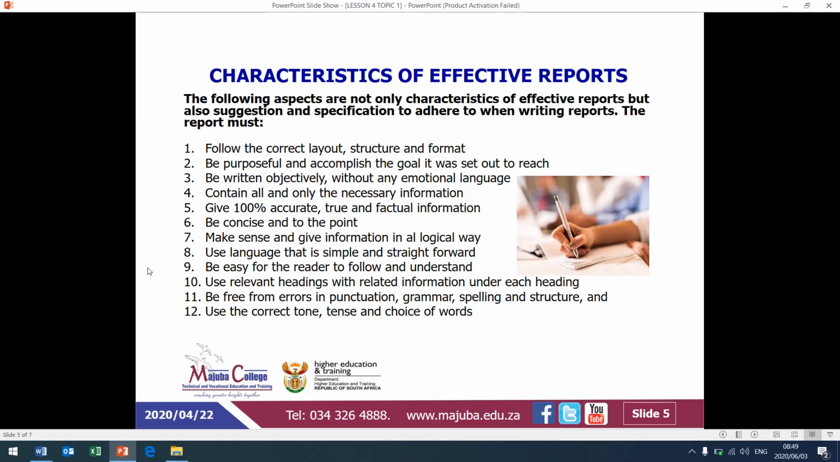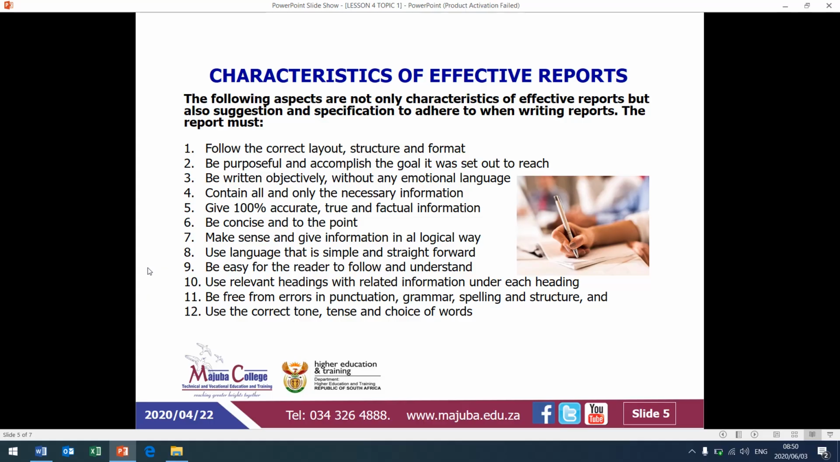Number 6, be concise and straight to the point. You don't have to run in circles. You just write it straight to the point. It must make sense, give information in a logical way. Use correct language that is simple and straightforward. You don't have to use bombastic words that will make it hard for another person to read the report. It must be easy to read.